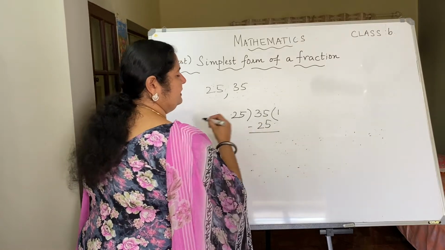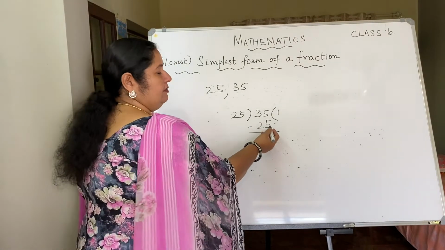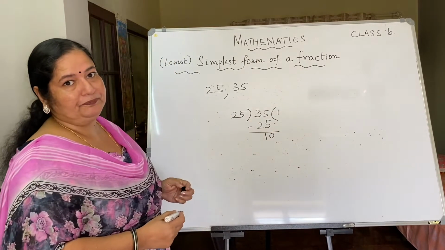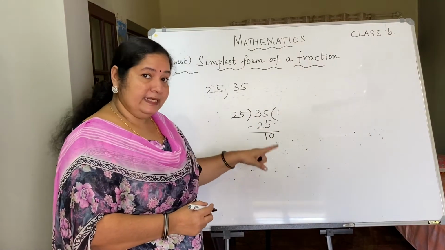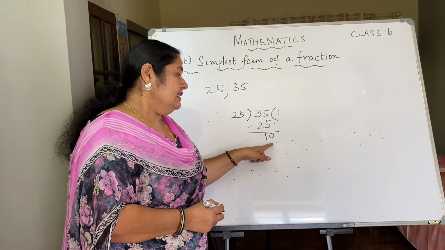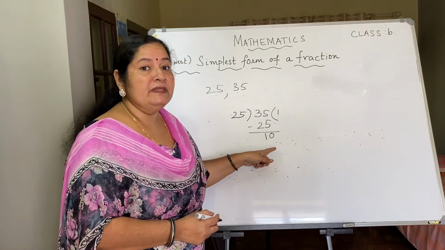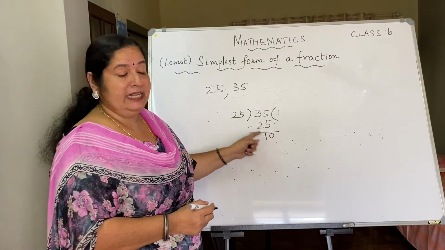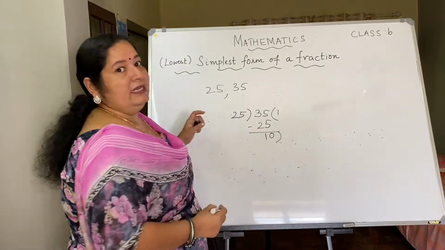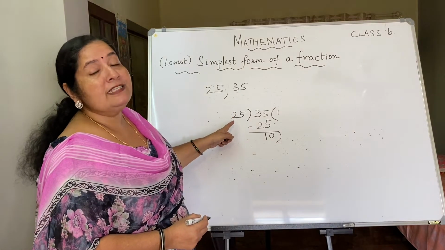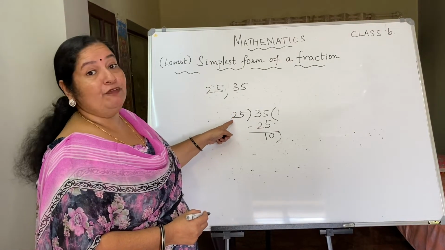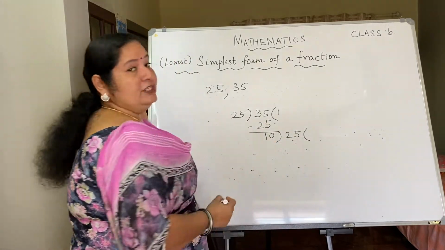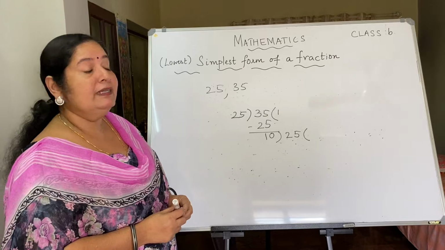Now you do the subtraction. 35 minus 25, 5 minus 5, 0, 3 minus 2, 1. Now the next step is this remainder becomes the divisor. The remainder becomes the divisor, and the dividend is the first divisor, that is 25. 25 will be the dividend, which means you are going to divide 25 with 10.